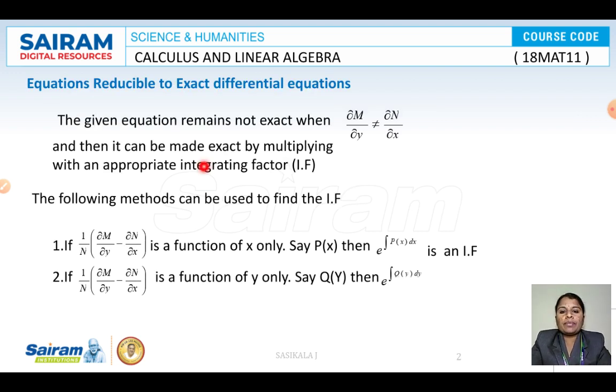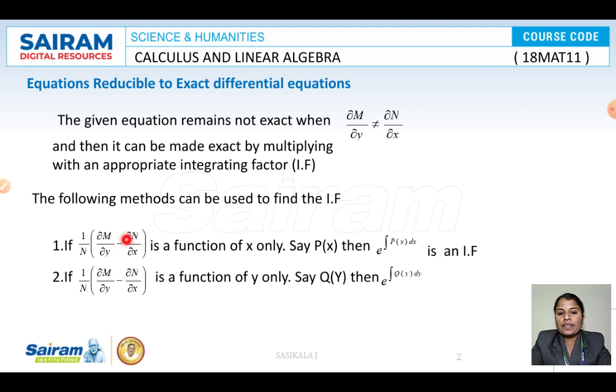The given equation is not exact. That means when ∂M/∂y is not equal to ∂N/∂x, it can be made exact by multiplying with an appropriate integrating factor. When it is not equal, then we have to make it equal. For that reason we are going to find the integrating factor. Whatever integrating factor we get, it is to be multiplied with the given equation. Later you have to check the relation, whether it is exact or not. Now we will see how to find that integrating factor.